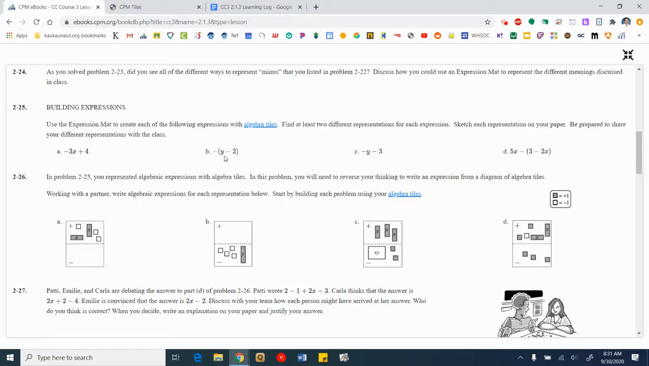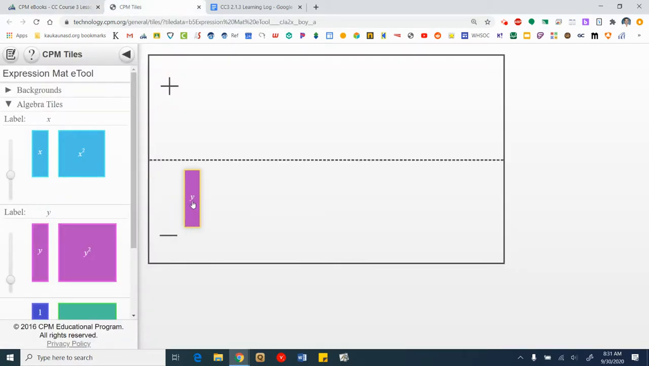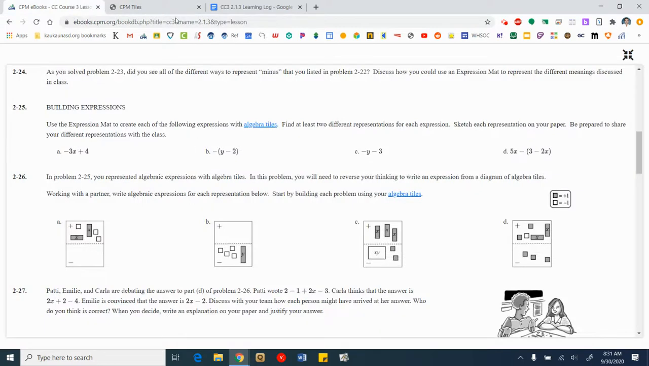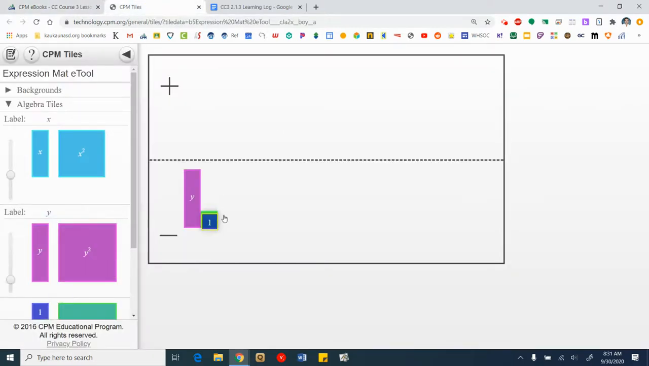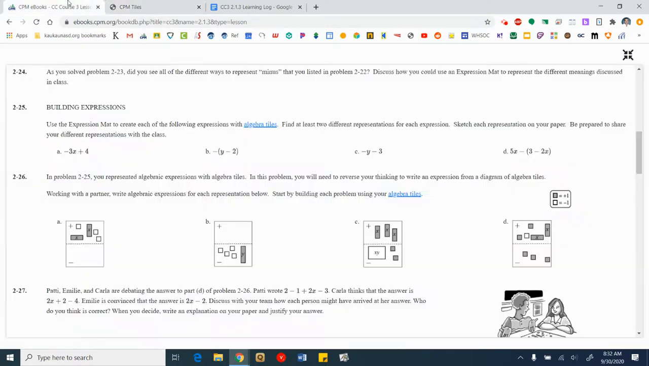Minus y minus 2. So minus the quantity y minus 2. So we're going to subtract a y. We're going to subtract a negative 2. All right, we can also use opposites. So plus a negative y and plus 2 positives. These have the same value as this expression here.